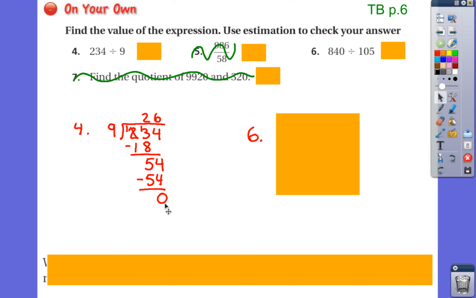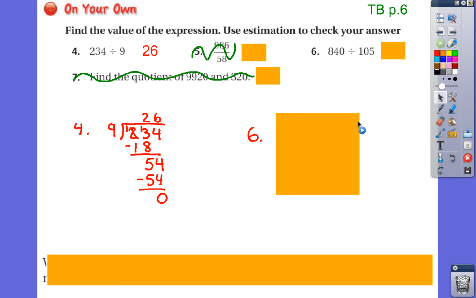Now, as I mentioned before, it's always a good idea to check your work. So if I did 26 times 9, I would get the answer of 234, so I know 26 was the correct quotient or the correct answer to my division problem.